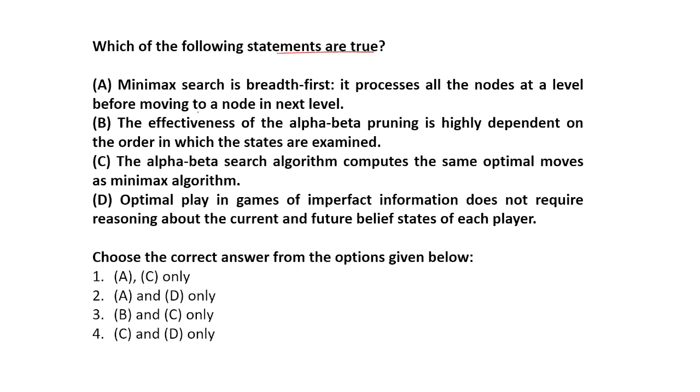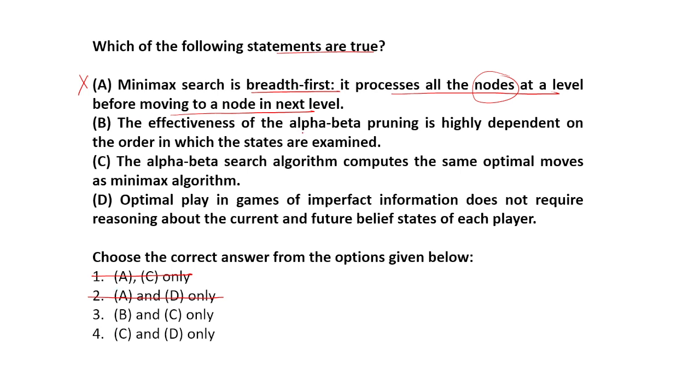The first statement says minimax search is breadth first. It processes all the nodes at a level before moving to a node in the next level. This statement is wrong because it is a depth first search algorithm. It does not process all the nodes at a level before moving to a node in the next level. Because of this, A cannot be a correct answer. So we will eliminate these two options because they have A.